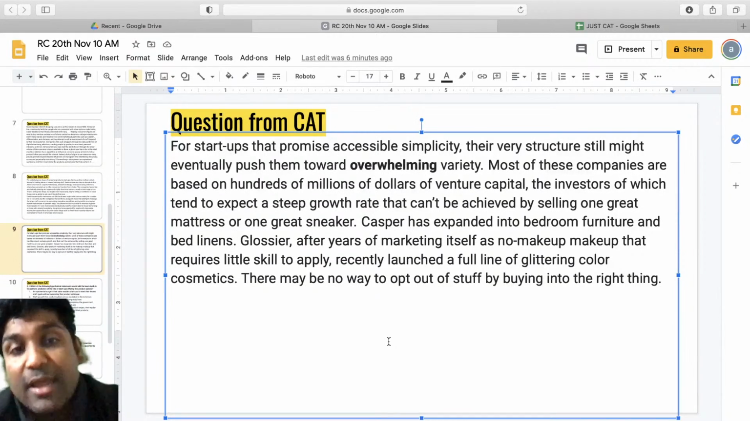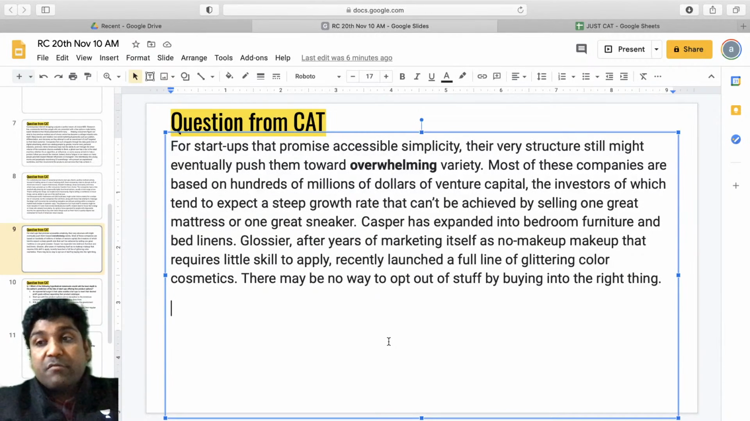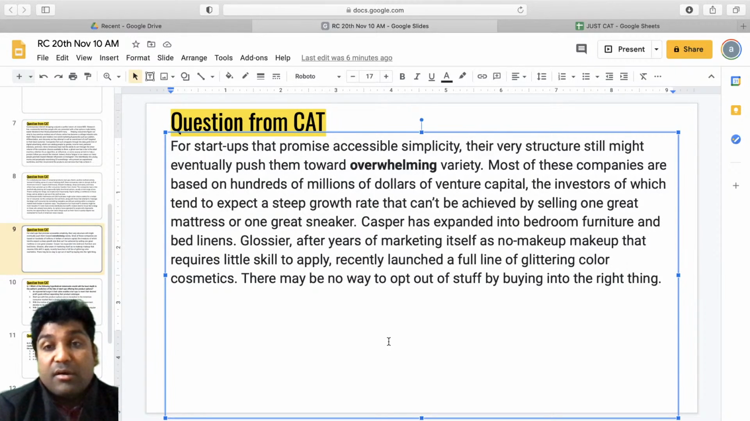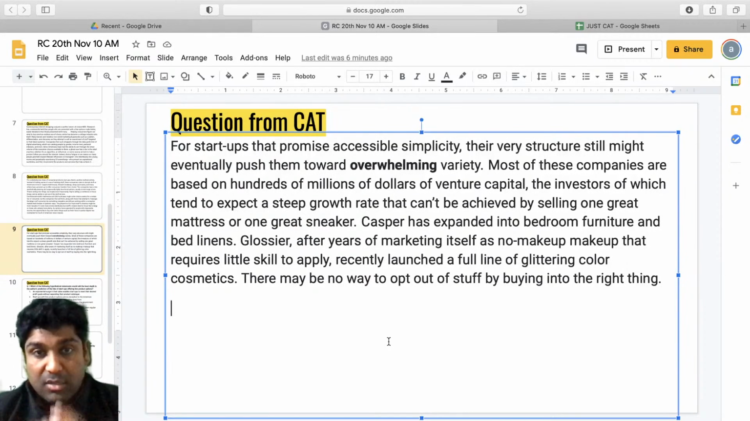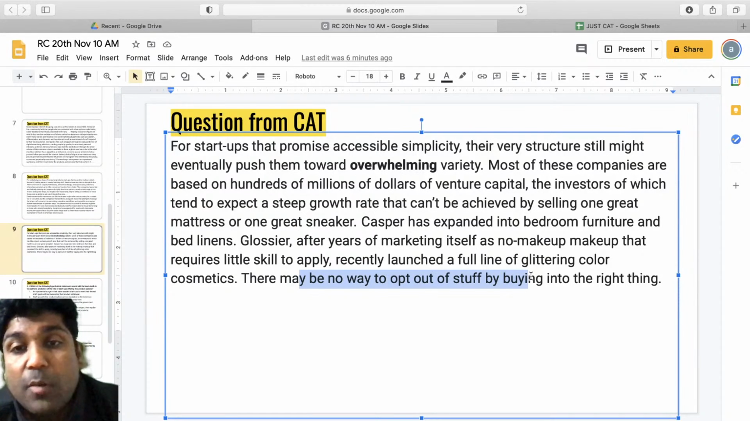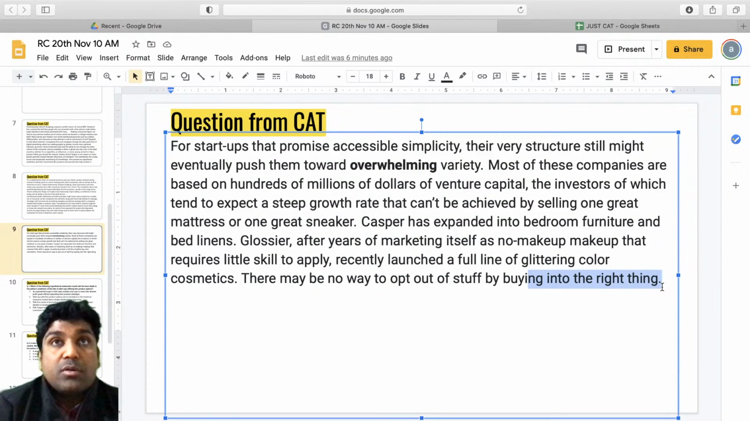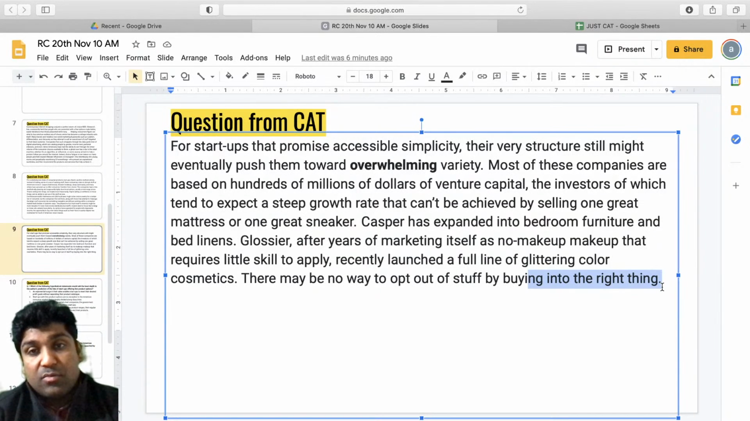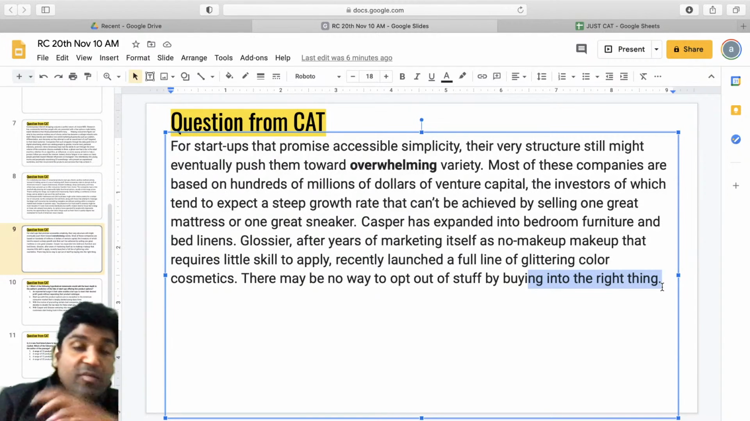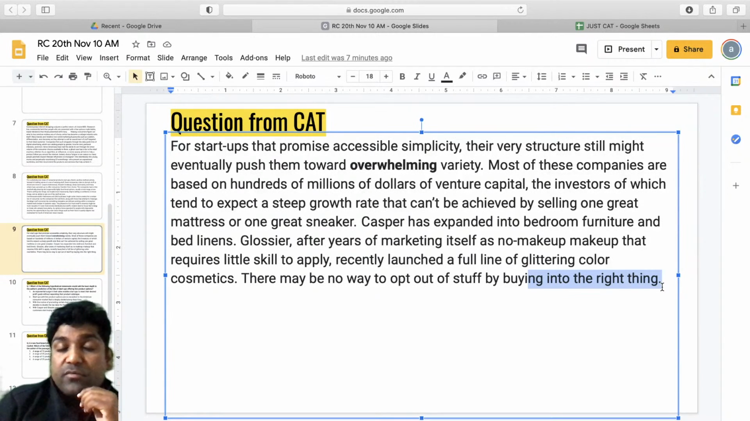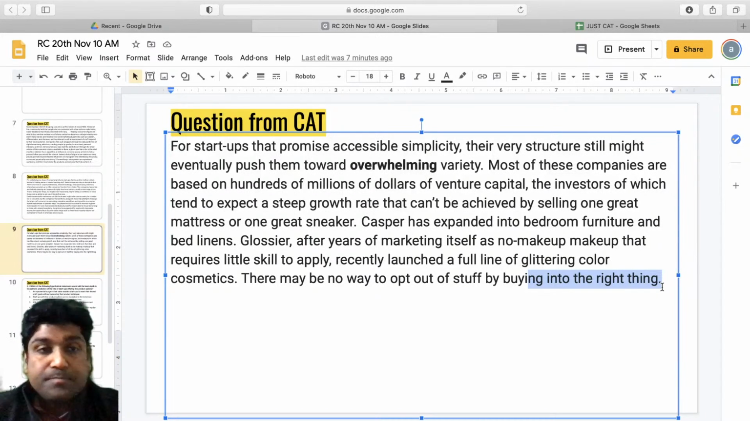and they have given the examples that Casper, who was just making mattresses, is now making furniture and bed sheets also, and Glossier, which positioned itself as a no makeup brand, is creating a full line of color cosmetics. So they say that there may be no way to opt out of stuff by buying into the right thing. There is no way out, basically. You will have to go through a plethora of things before you find what you're looking for, even if you buy the right things.